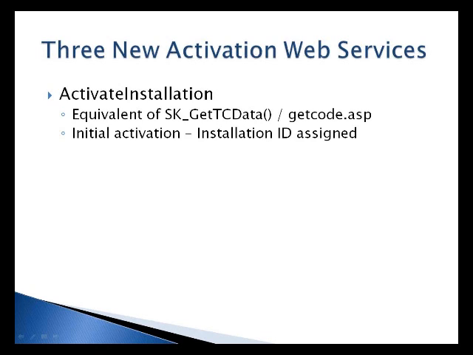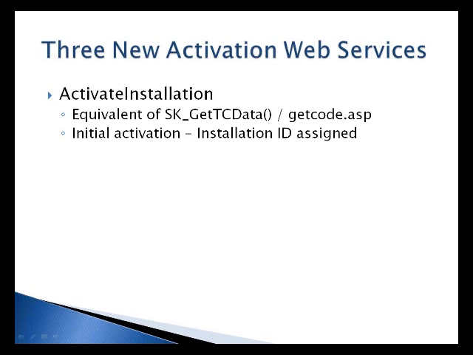The first is the Activate installation. It's called during the initial activation request. This replaces the previous call to the sk get tc data, which goes to getcode.asp, for those of you using the automation client. When the product option is configured to do so, a unique identifier called an installation ID is assigned and returned back to the application. This installation ID is what helps you identify each instance or copy of a license.